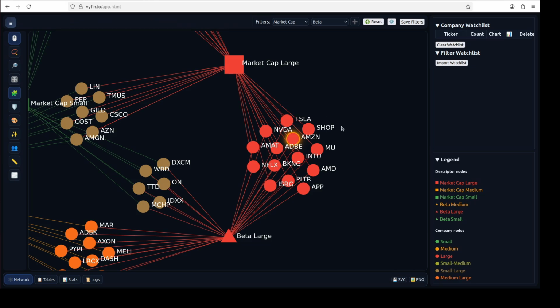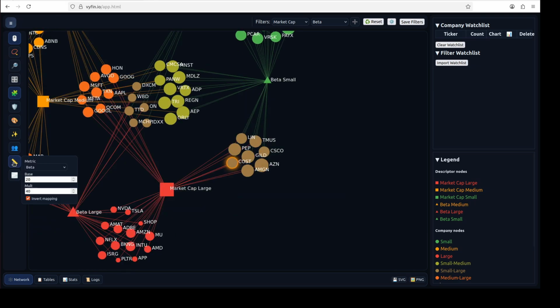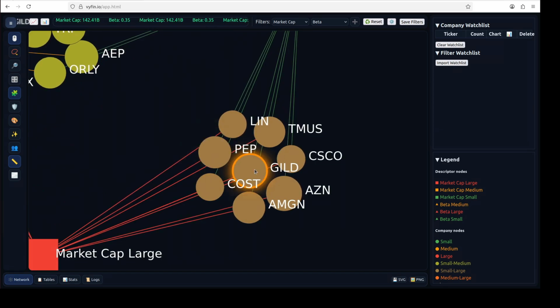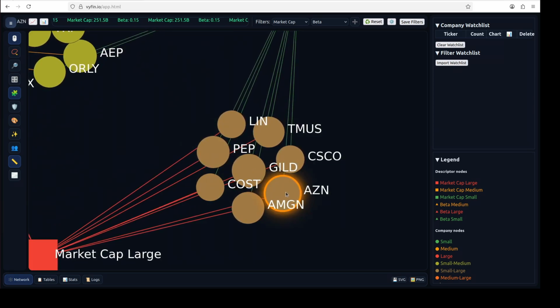should be moving 1.31%. Now that we've inverted the mapping, we can zoom in and see that Pepsi, Gilead, and Amazon are the largest circles, which means they have the lowest beta. So let's take a look at their financials.